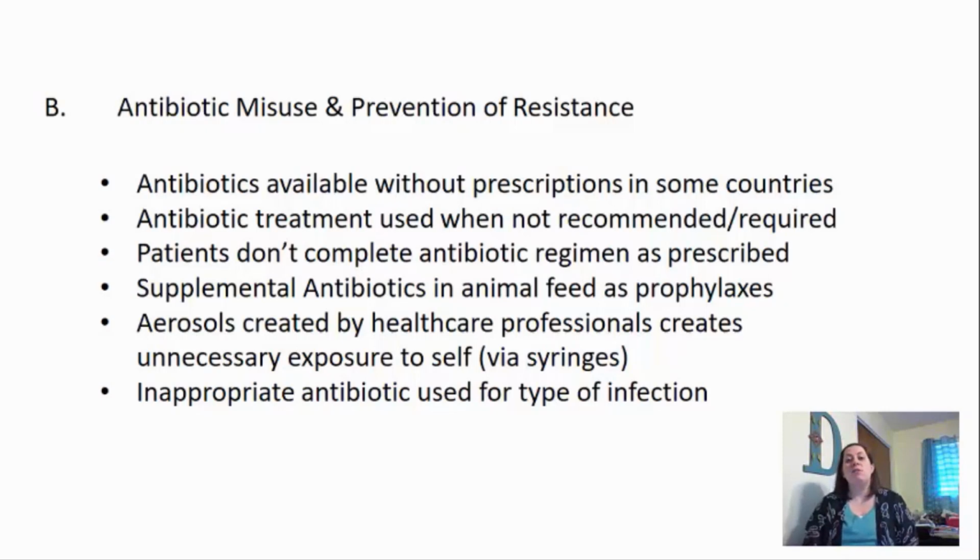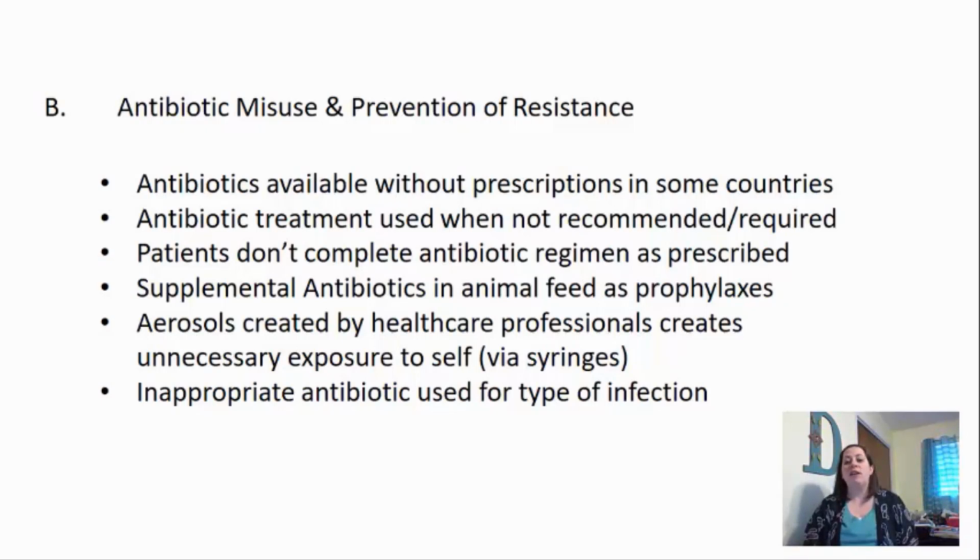If the patients don't comply with the antibiotic regime as prescribed. Guys, when you get prescribed antibiotics, make sure you take it like you're supposed to and you finish it. The big thing that happens is we normally start to feel better, therefore we stop taking it. Okay, don't do that, because if you stop taking it, you could leave behind the more resistant strains. Also, supplemental antibiotics in animal feeds as prophylaxis can also be misused and cause problems.